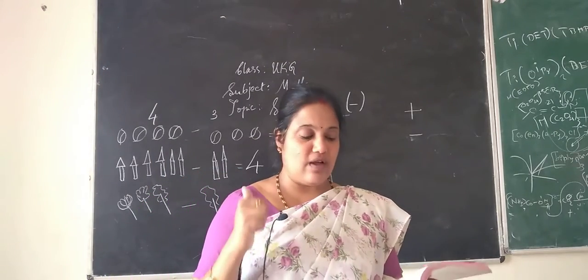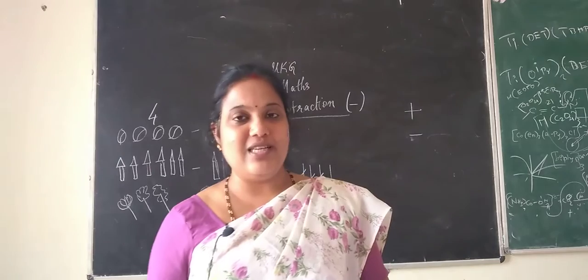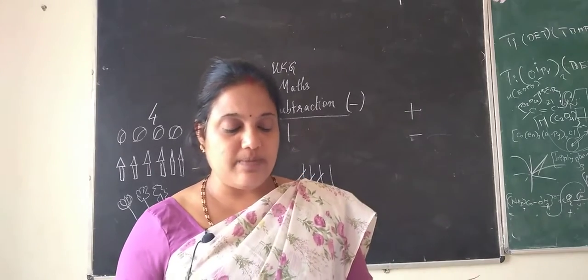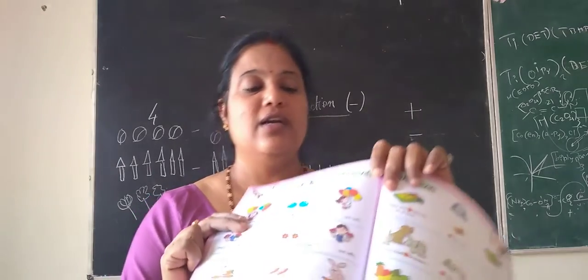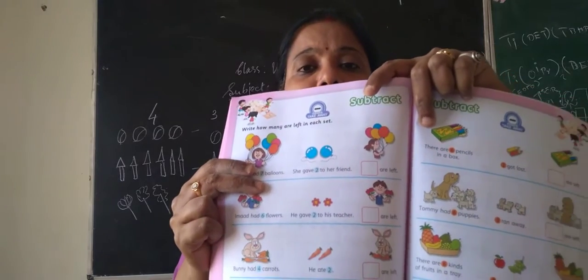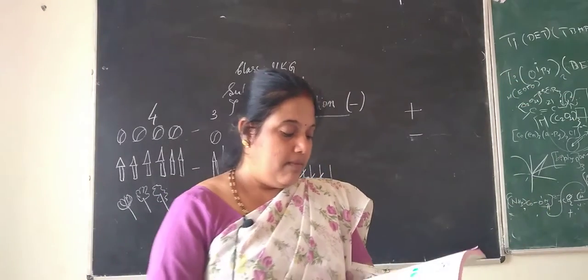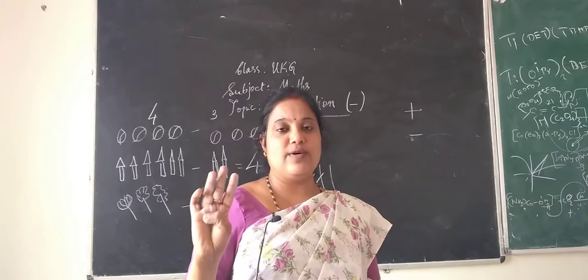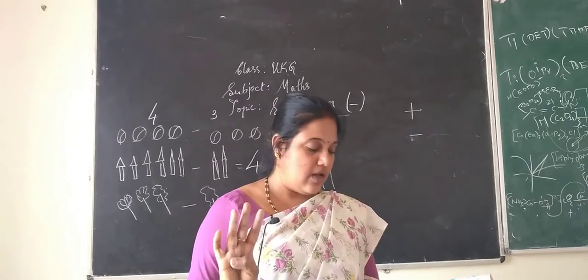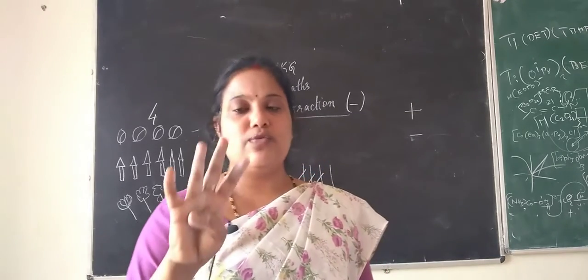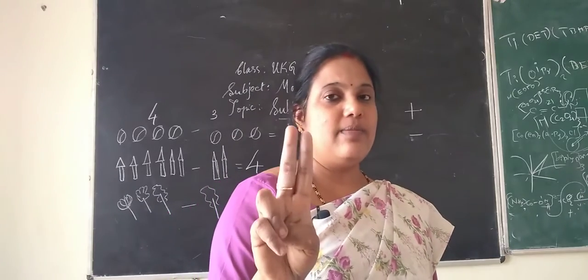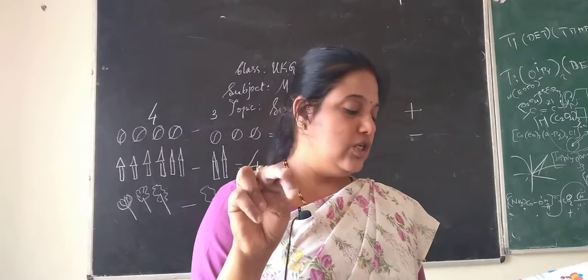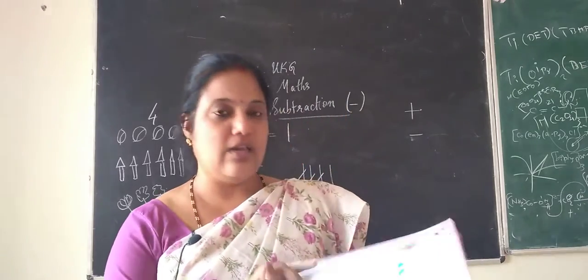Imad had 6 flowers. He gave 2 to his teachers. Then what is pending? Yes, it is 4. Bunny had 4 carrots. One rabbit had 4 carrots. He ate 2. Out of 4, he ate 2. What is the balance? It is 2. Can you see that in the picture? Yes.